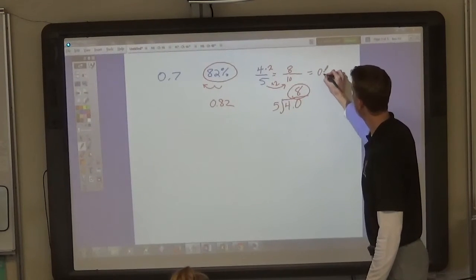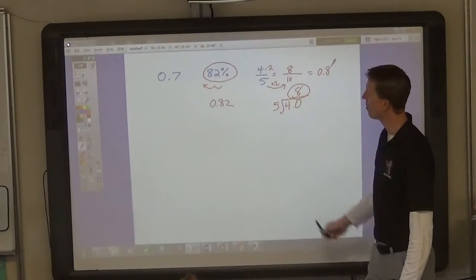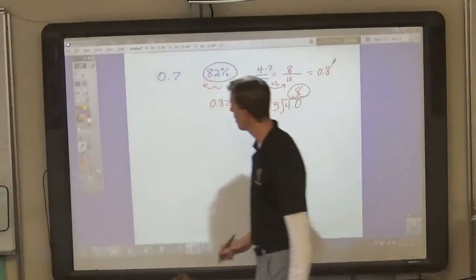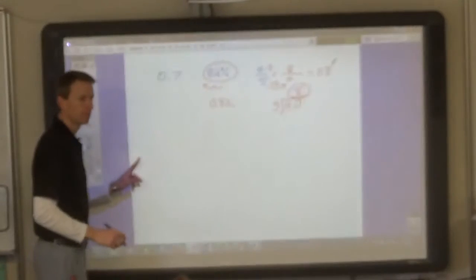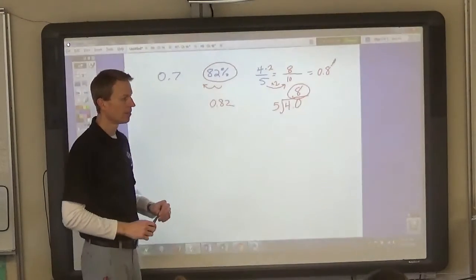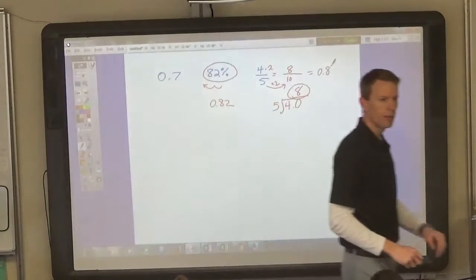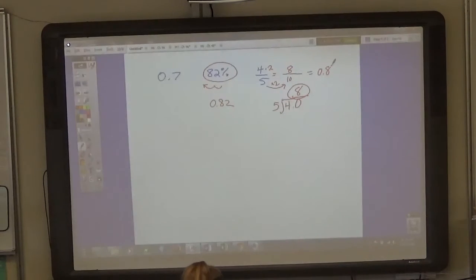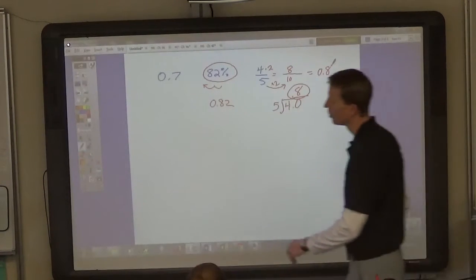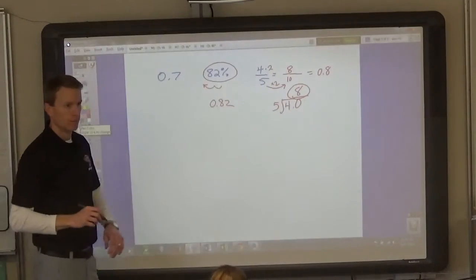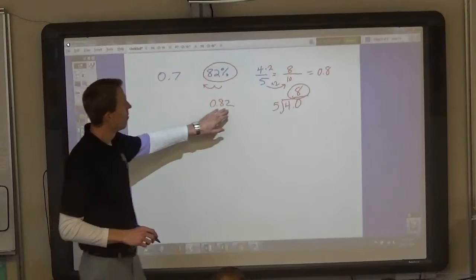So now we have 3 numbers and they're all in the same form. They're all in decimal form. And so we can put them in order from least to greatest. Okay. Let's put them in least to greatest now. Put them in least to greatest. Which one's the smallest? The smallest is, of these three.